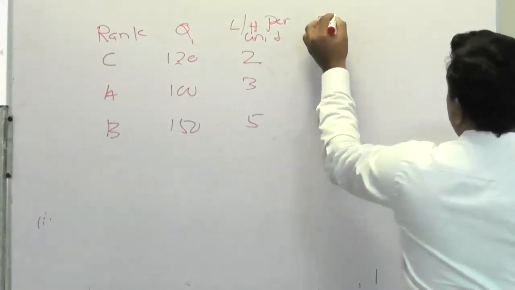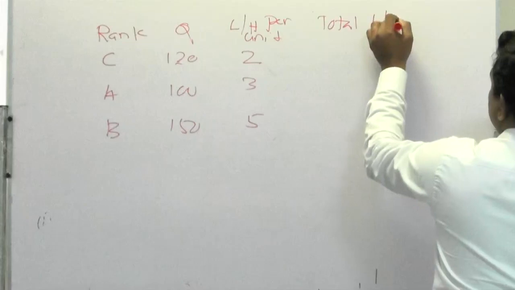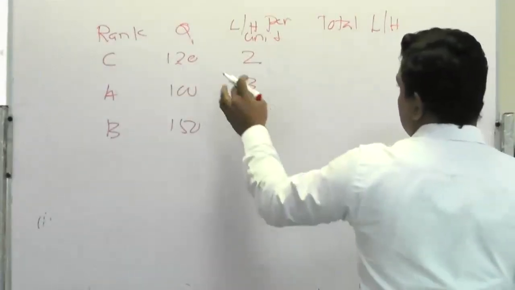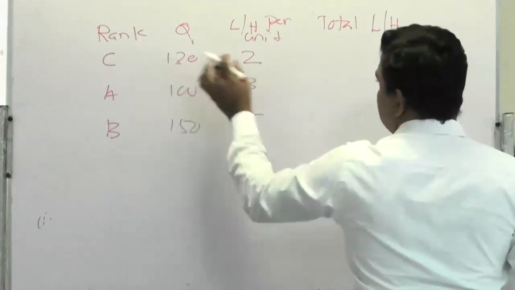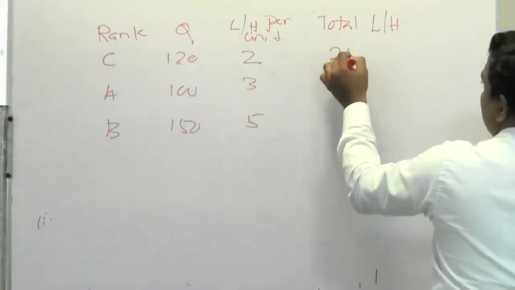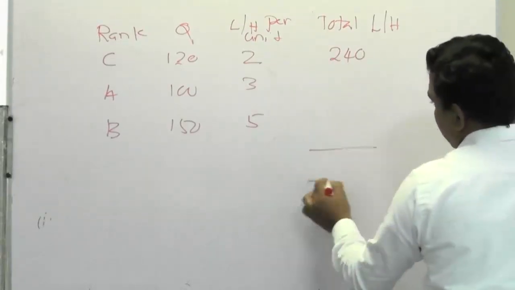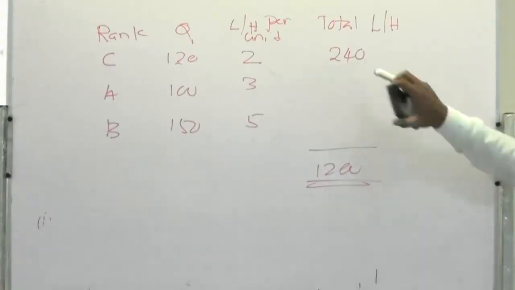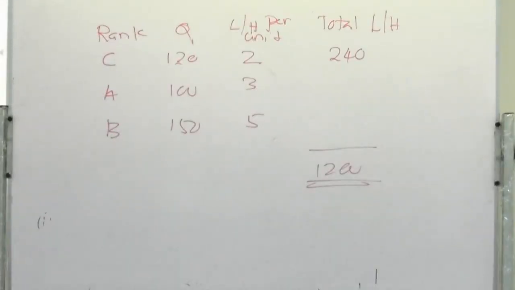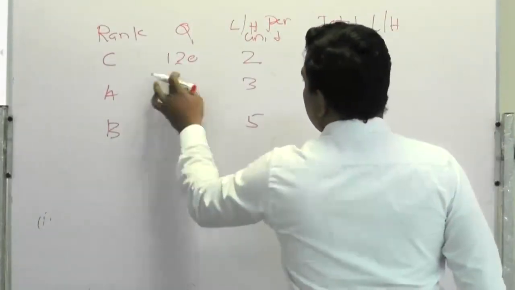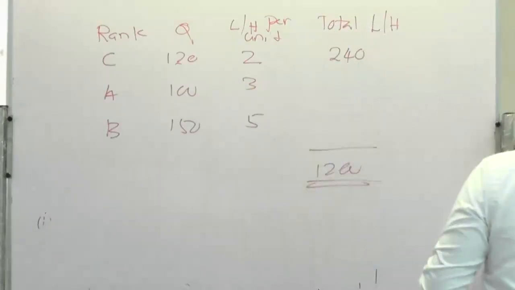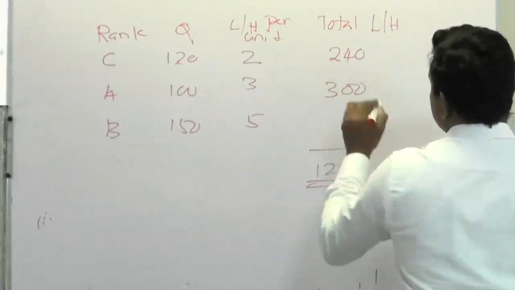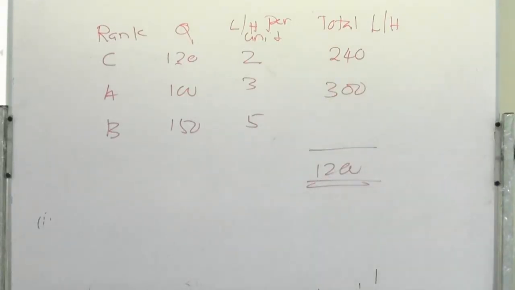Let's see total labor hours, the limiting factor. You can produce C first. To produce 120 C, it requires 240. Altogether you have 1200. Now you have already consumed 240 labor hours. Further you have 960. Therefore you can produce all A. 100 units will take 3 per unit, therefore it takes 300 labor hours to produce A.